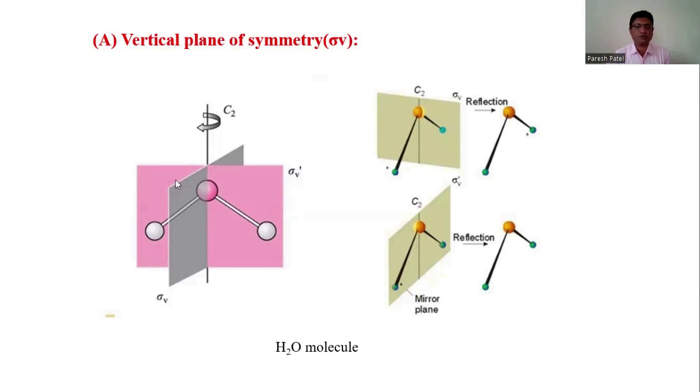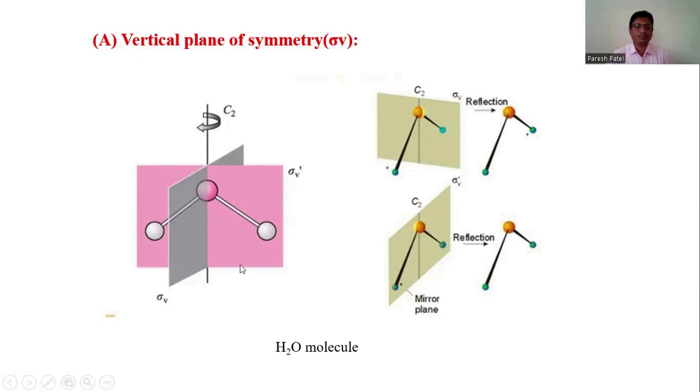This is the water molecule. In case of the water molecule, this is the C2 main principal axis, and the water molecule consists of 2 vertical planes. Why are these the vertical planes? Now, what is vertical plane of symmetry? If the plane is parallel to the main principal axis, that type of plane of symmetry can be recognized as vertical plane of symmetry. Now, in case of the water molecule, the water molecule consists of 2 planes.